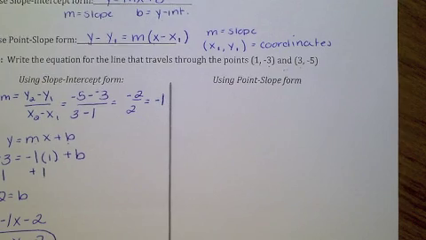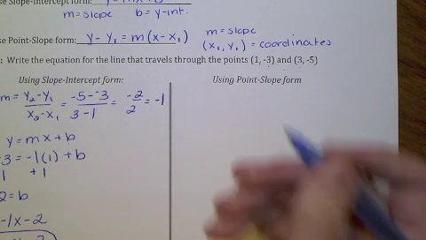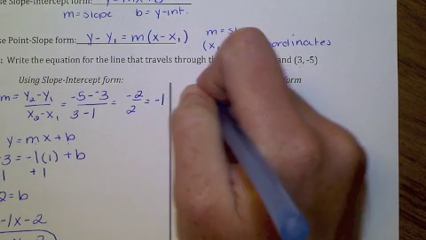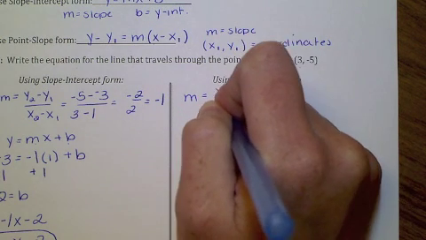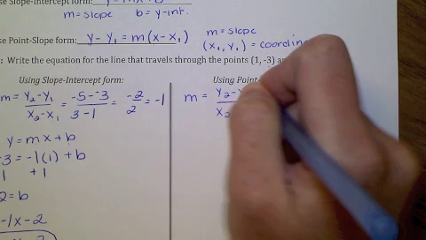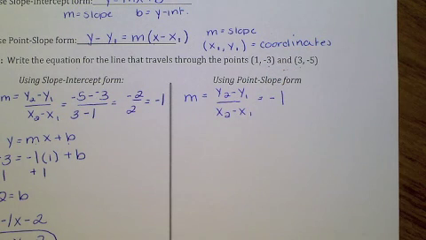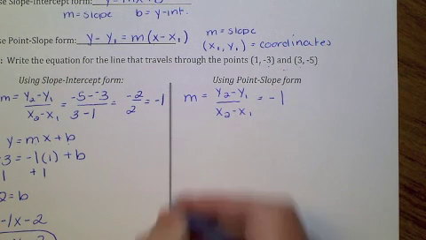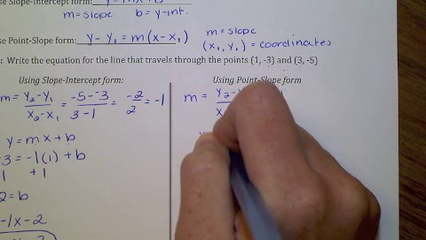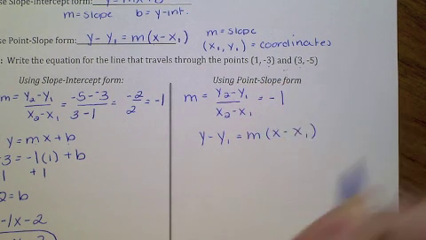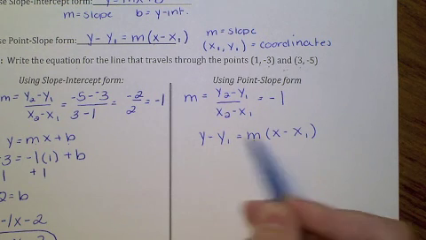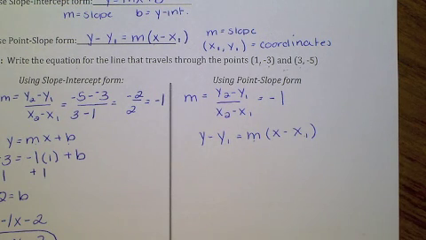This way is using point-slope form. I will still need the slope. I always need to know what the slope is every time, and we actually already found that. It's going to be negative 1. All right, great. Now we're going to use our other formula. We're going to use this guy, point slope. It's called point slope because it uses slope and a point, hence the name.